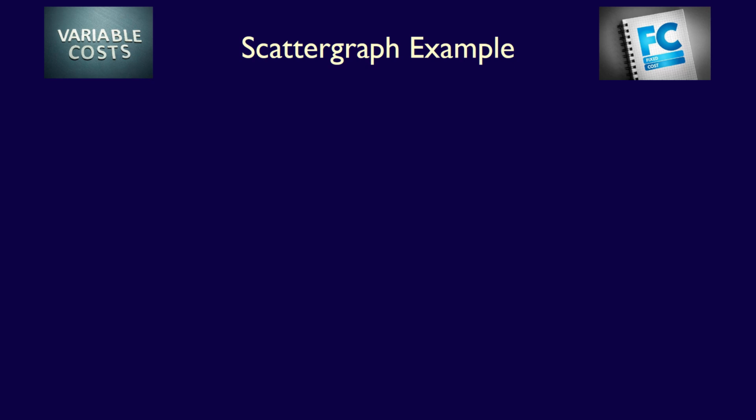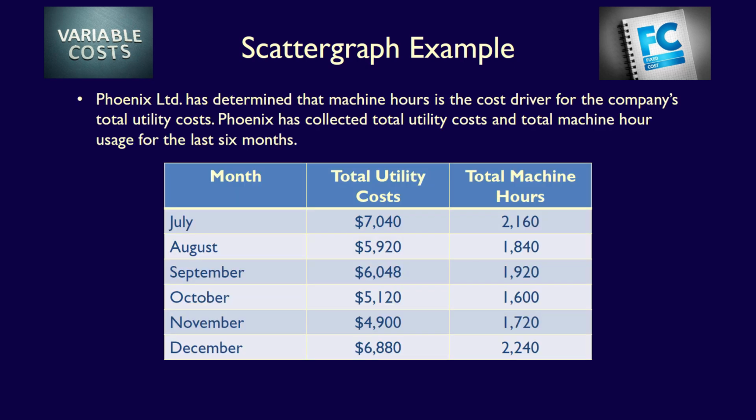The easiest way to demonstrate this is using an example. Phoenix Limited has determined that machine hours is the appropriate cost driver for the company's total utility costs. Remember that this means as machine hours increase, total utility costs increase, and as machine hours decrease, total utility costs decrease. Phoenix has collected total utility costs and total machine hour usage for the last 6 months as follows.